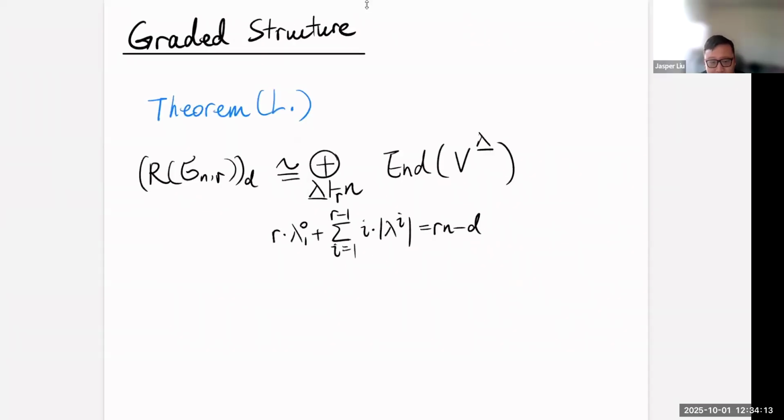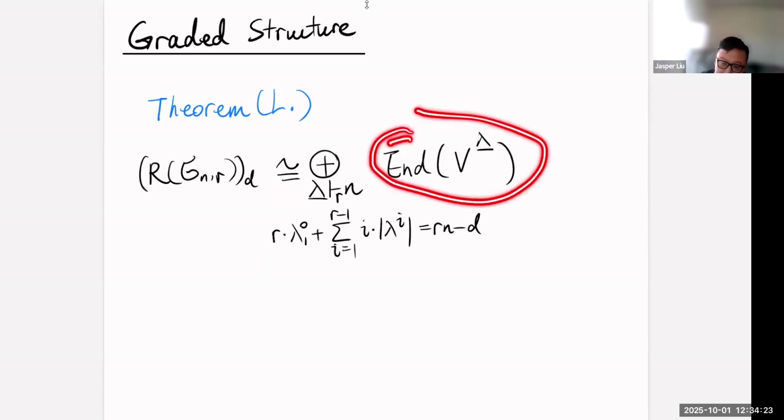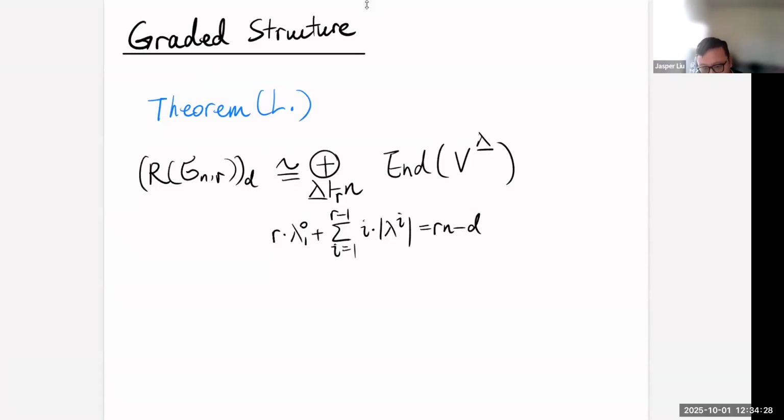Here is the result. If we take the degree d part, it's isomorphic to a direct sum of irreducible representations. It's a direct sum of the endomorphisms of irreducible representations subject to this constraint: r times the first part of lambda 0, plus the total size of the i-th partition indexed and also scaled by i, should equal rn minus d.